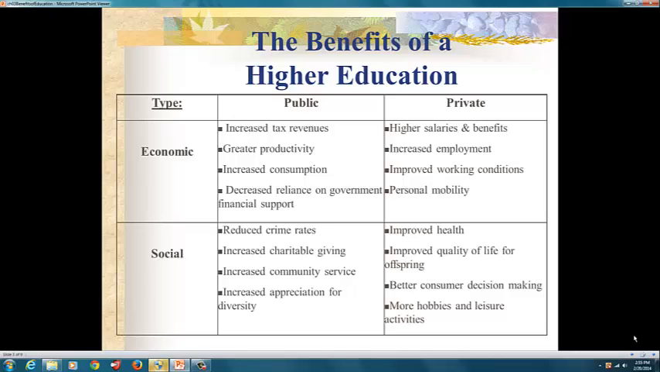The private social benefits for the individual include improved health, an improved quality of life, not just for you, but for your offspring, as well as better consumer decision making, and best of all, you have more time to engage in leisure activities.